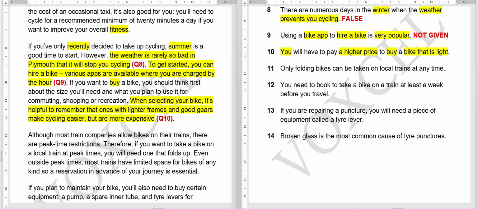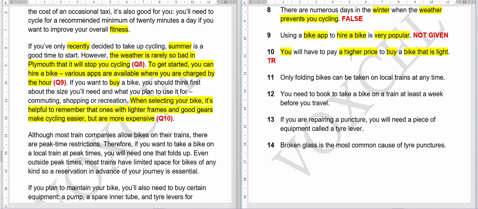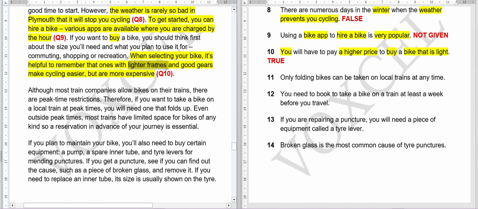Okay, time's up. I'm going to write the answer now, and the answer to this is true. I hope you figured out the correct answer. Why is it true? Because they are saying lighter frames are more expensive. So the bikes that are lighter framed are more expensive, so you have to pay a higher price. I hope it is clear. Moving on to the 11th now.